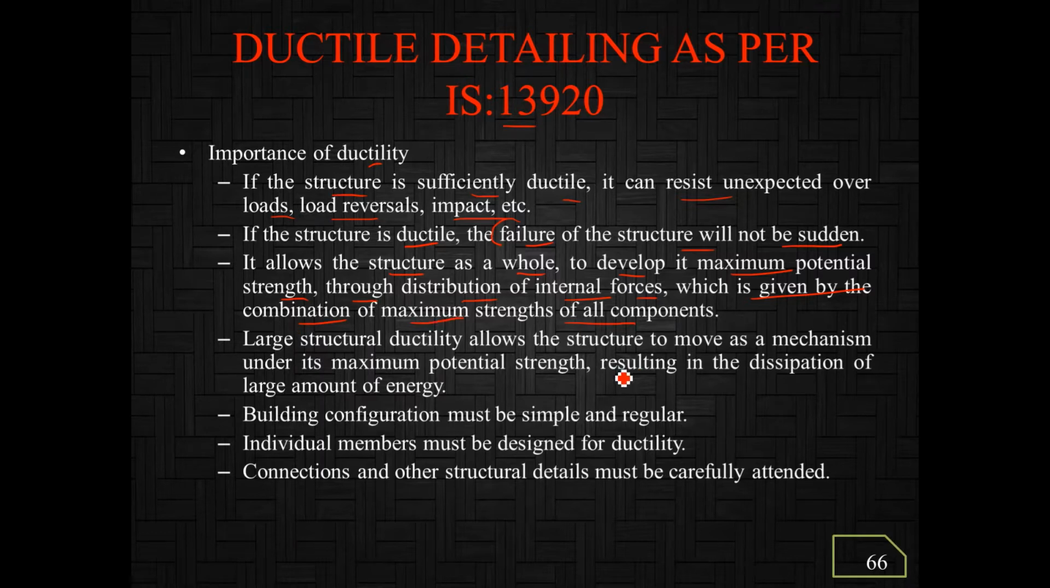For ductile detailing, the building configuration must be simple and regular. Individual members must be designed for ductility, and connections and other structural details must be carefully attended to. This is called ductile detailing.